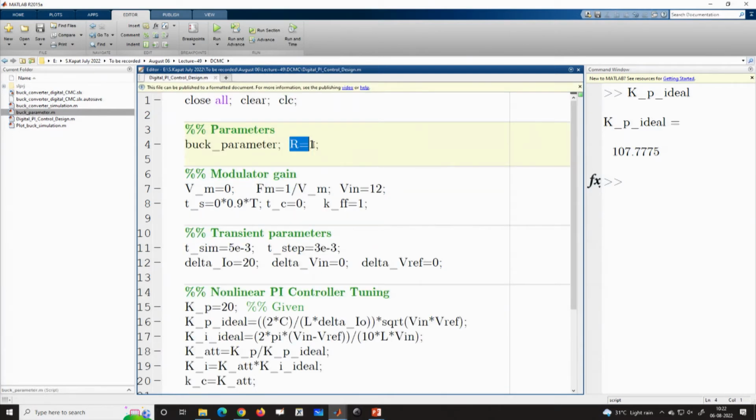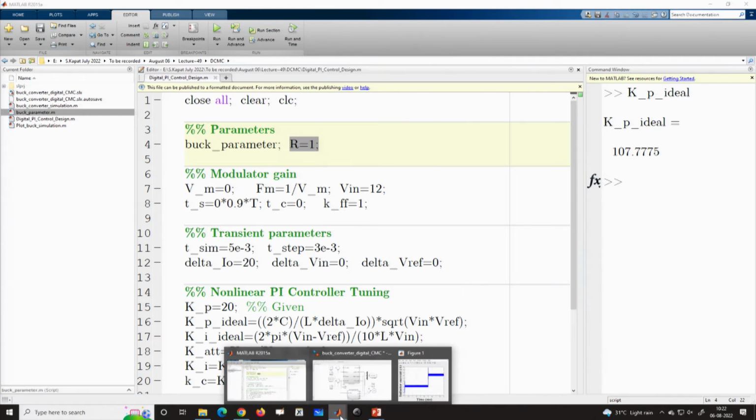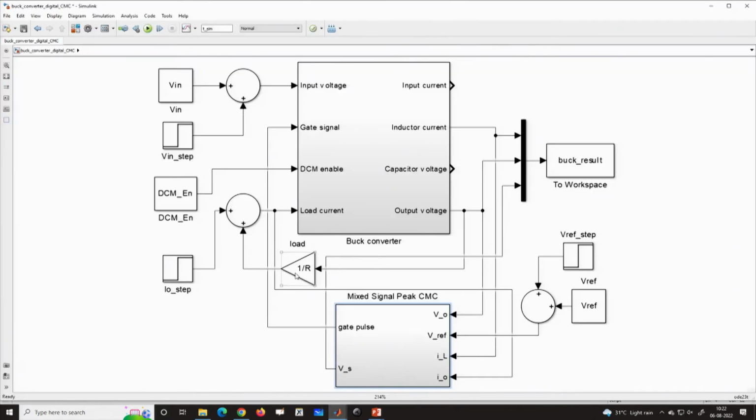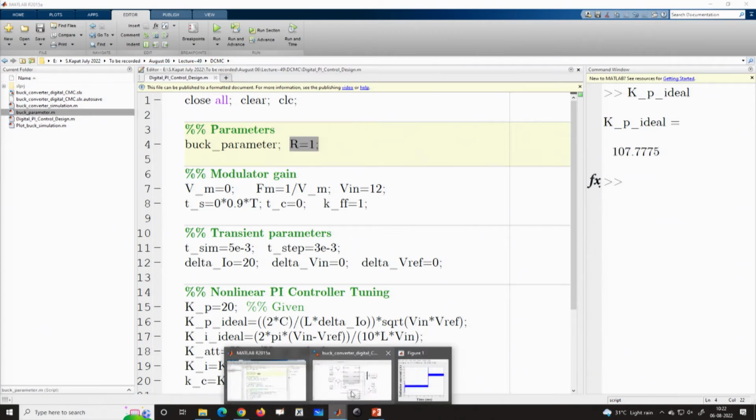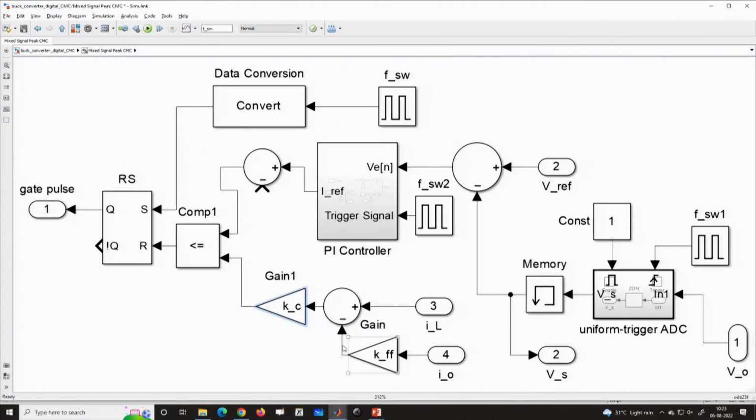Then we will set load resistance equal to 1, because if you go to the simulating block, we have a continuous load resistance here, and then we are applying a current load step of 20 ampere. So, that means there is a continuous load. We are not adding any RAM, but if you go here, there is a provision for RAM. You can add or subtract it. RAM we are not considering, so you can just drop it. So, this block can be directly connected here.